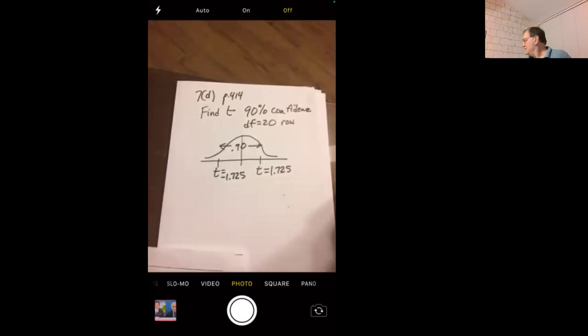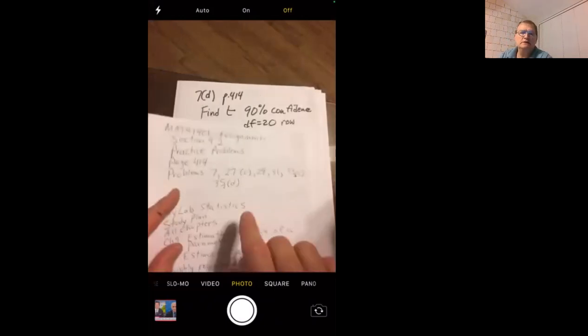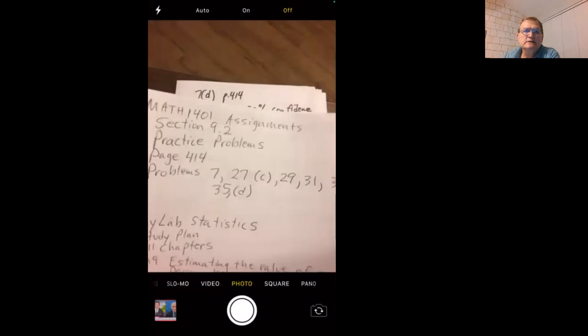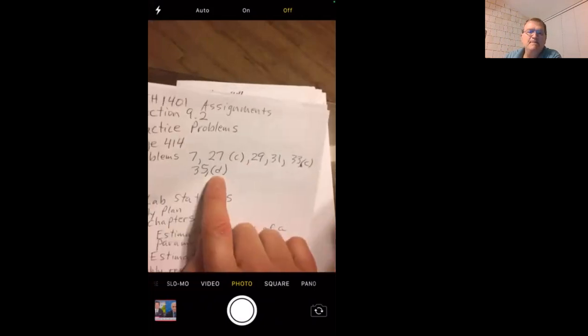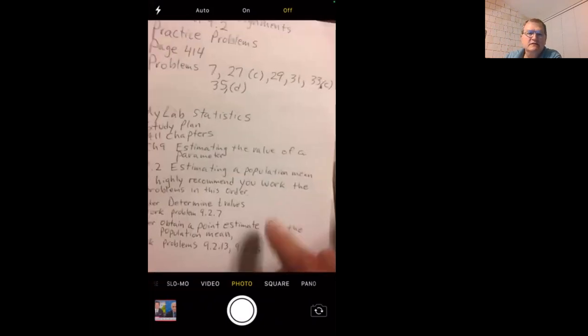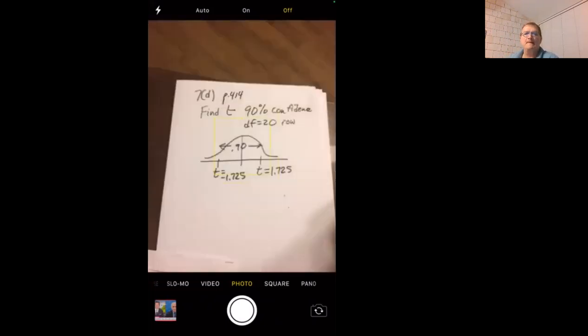Do you have the assignment in front of y'all? I didn't put it up. But I really picked out some parts. If you look at the assignments for this week: 7, 27 just C, 29, 31, 33 just C, 35 just D out of the book. And then I think I picked out 8 MyLab problems. Okay, why don't we charge into 31? That's got a lot of the parts.